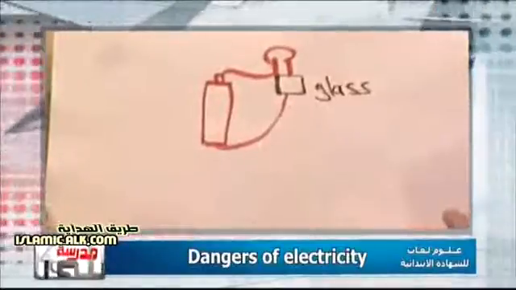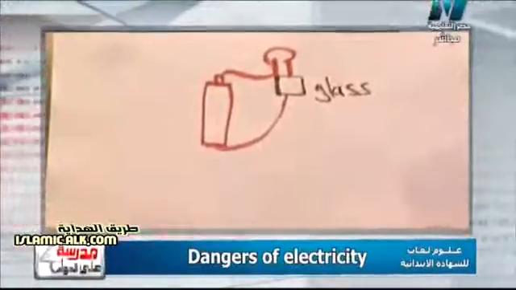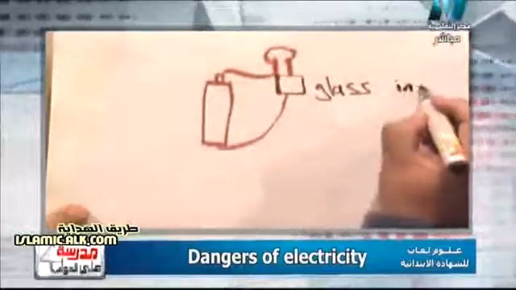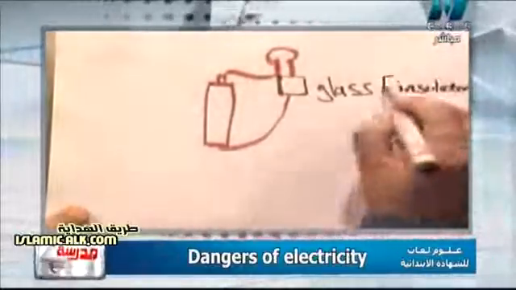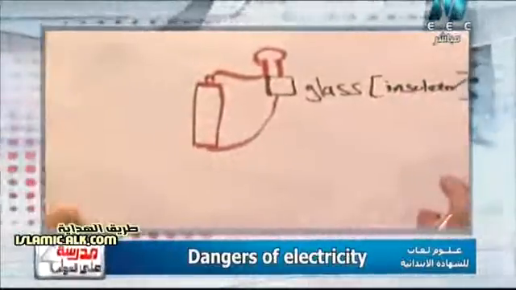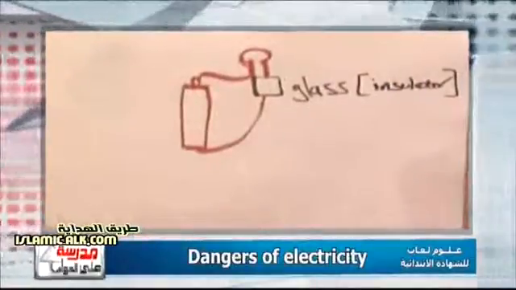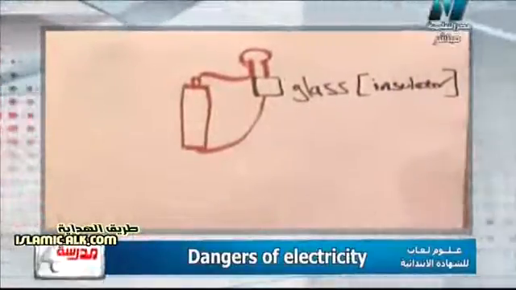Does the lamp light? No, surely it will not light. Why? Because glass is an insulator of electricity. Glass is an insulator of electricity.